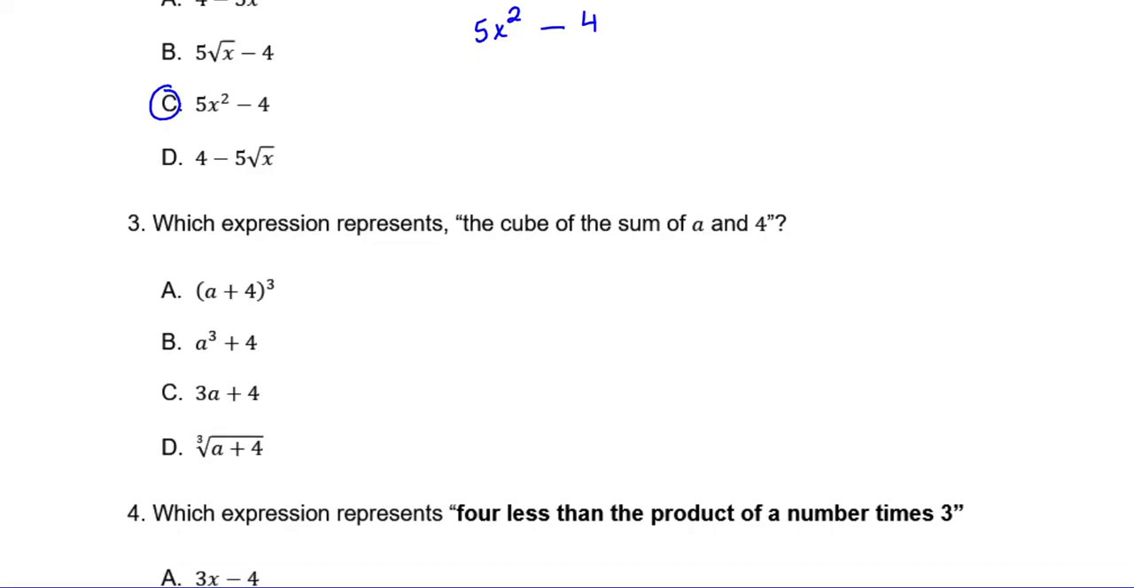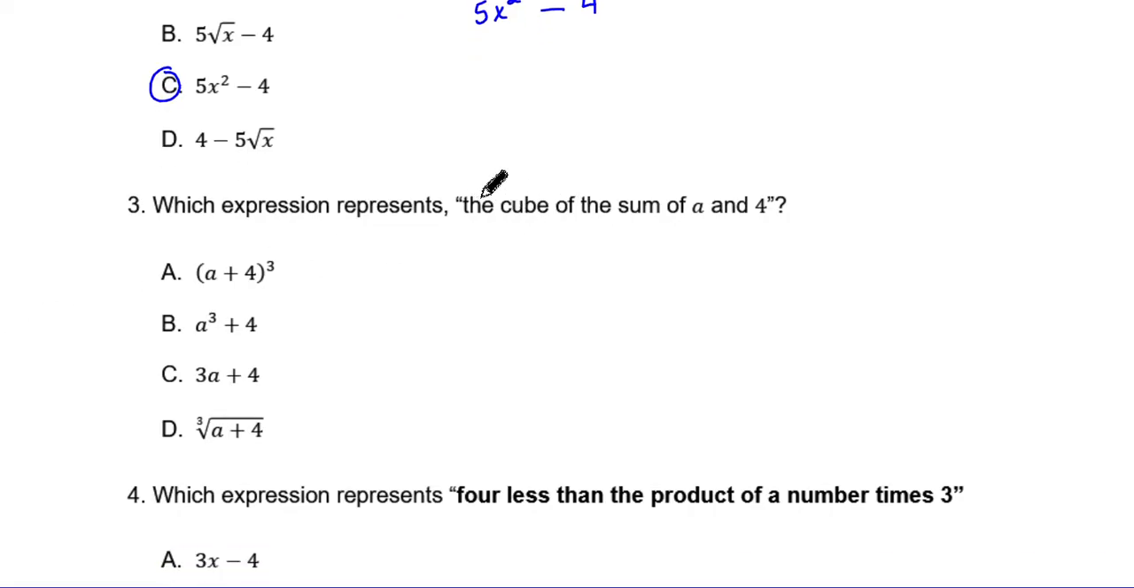All right, which expression represents this? The cube of the sum of A and 4. The sum of A and 4 would be A plus 4. And then we're taking the cube of it. So cube means the whole thing, and you're cubing it like that. Not the cube root, but A cubed. There you go.